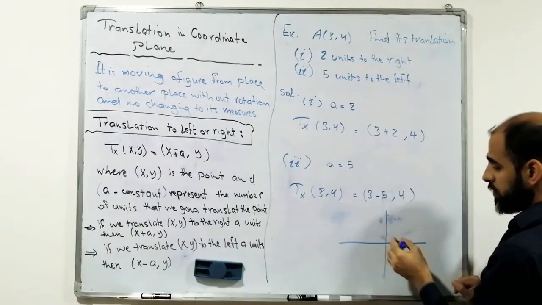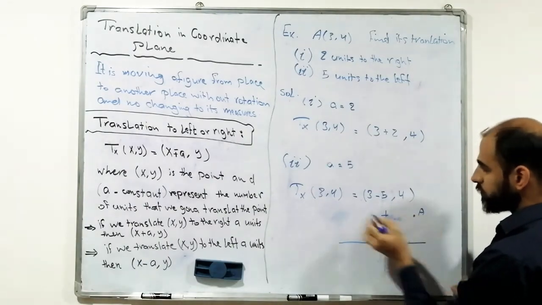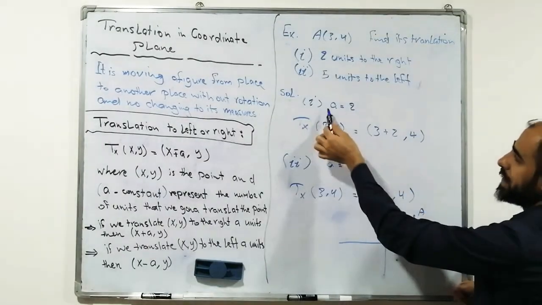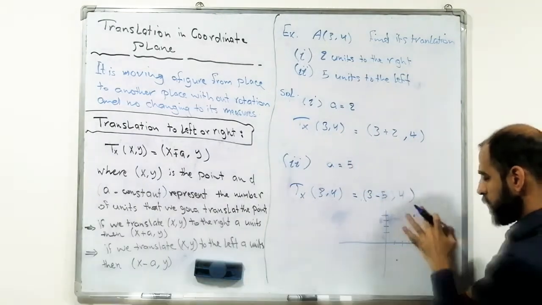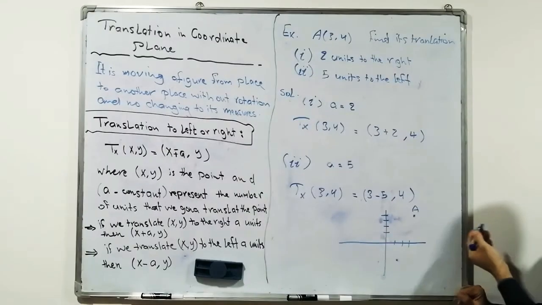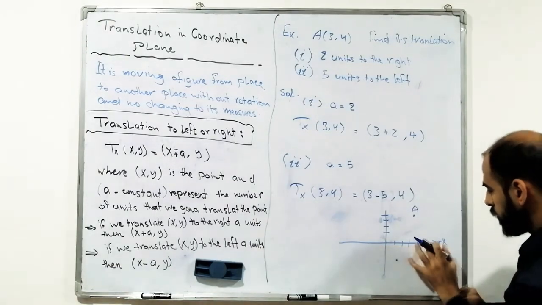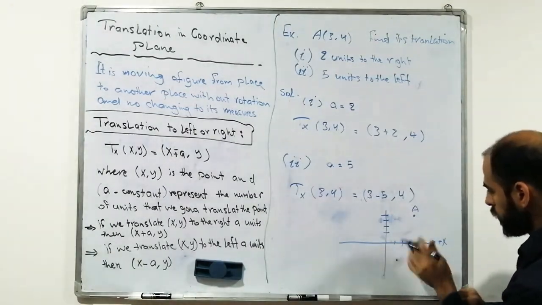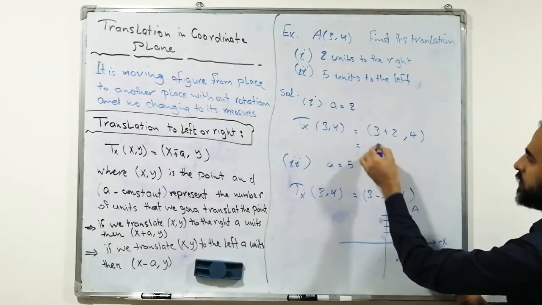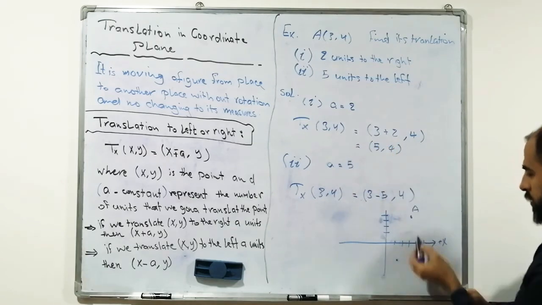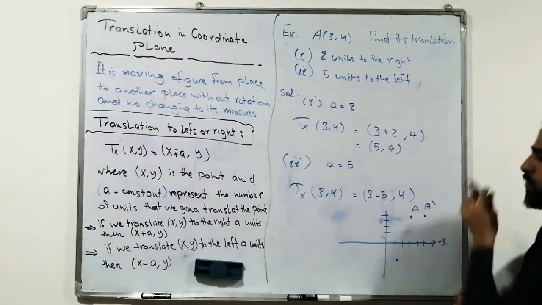The point is 3, 4. That is the point A. Translate 2 units to the right, that's meaning the point must be translated 2 units to the right, to the positive side of x. So x is 3 and 2, 5, 4. So this is translated 2 units, it must be 5, 4. So our solution is true or right.